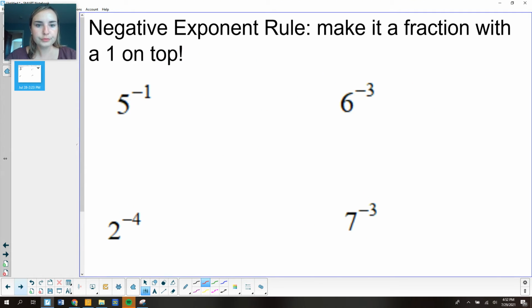All right. Negative exponent rule. Make it a fraction with a 1 on top. These are super easy peasy lemon squeezy. 5 to the negative first power. We're basically just flipping it, okay? So 5 to the negative first is actually going to be 1 over 5 to the first, which you actually don't need to include that little one, because 5 to the first is the same thing as 5. But we actually flip these because we can't have negative exponents, okay?